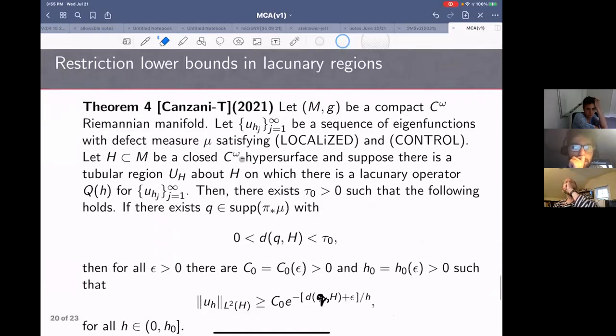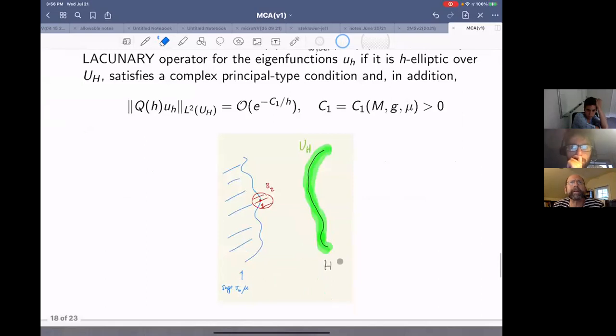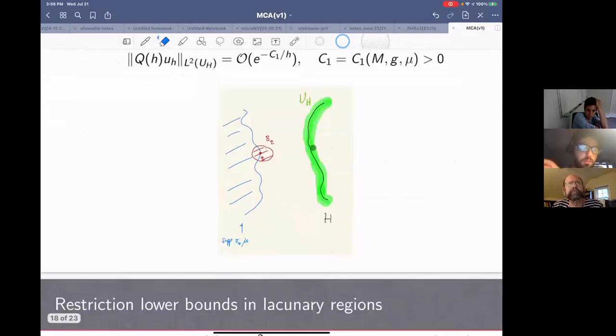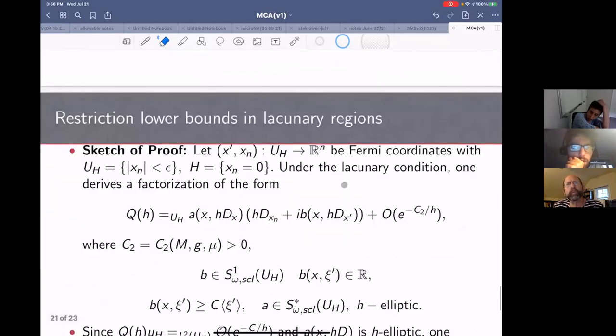So what's our theorem? The theorem says that if I have a compact real analytic manifold, and any sequence of eigenfunctions with a defect measure that is localized, and I have a control assumption, and if I let H be any closed real analytic hypersurface, and suppose that there's some thin Fermi tubular region about which there is a lacunary operator for the subsequence, then I have an exponential lower bound. And the factor depends only on the distance of the hypersurface to the point Q, where Q is the center of the control ball. So here I'm taking the distance of the black hypersurface to the center point of the control ball. So that's goodness.